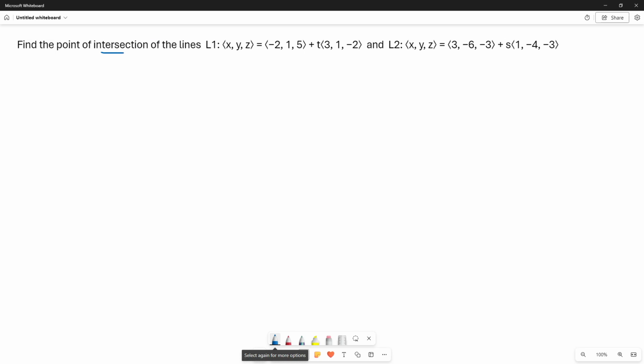Find the point of intersection of the lines (x, y, z) equals (-2, 1, 5) plus t times (3, 1, -2), and (x, y, z) equals (3, -6, -3) plus s times (1, -4, -3).